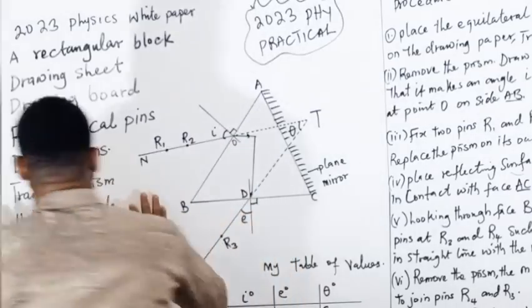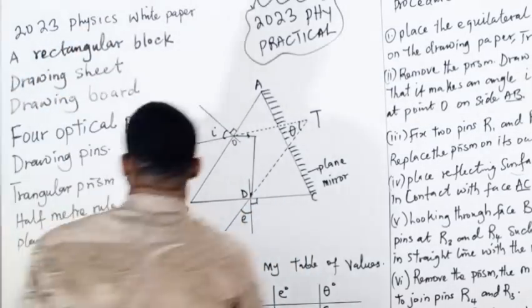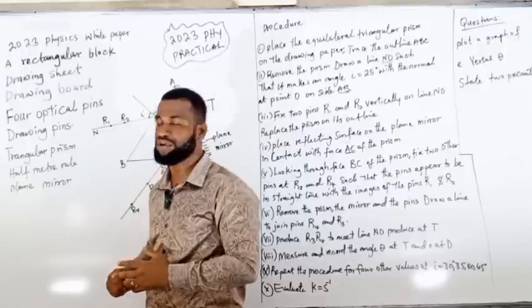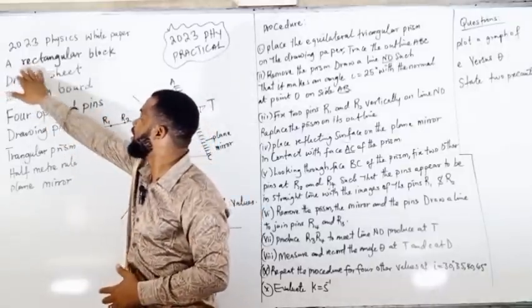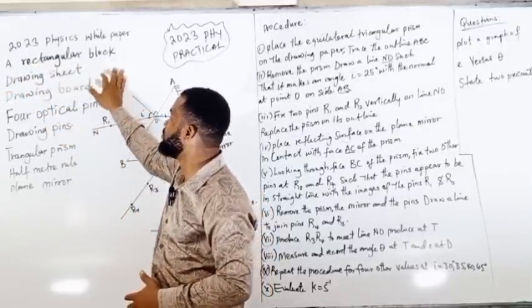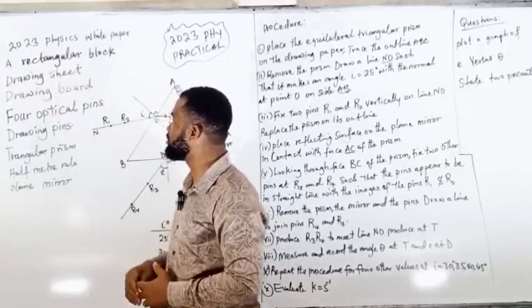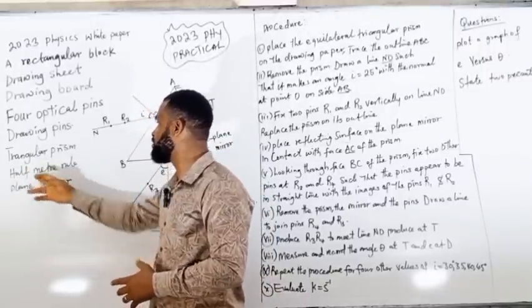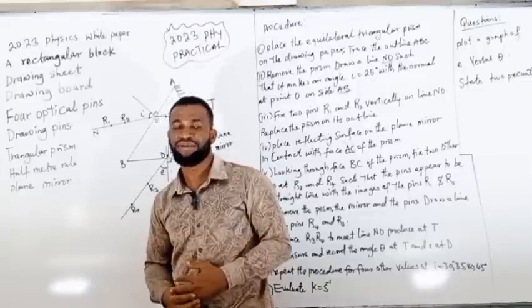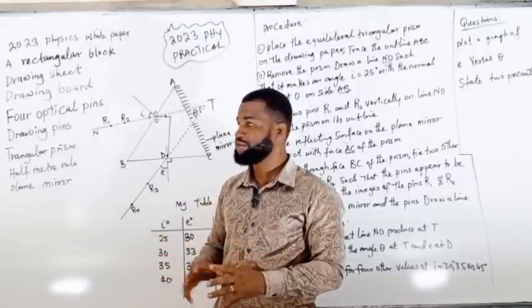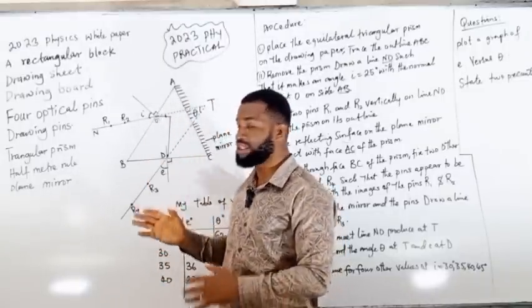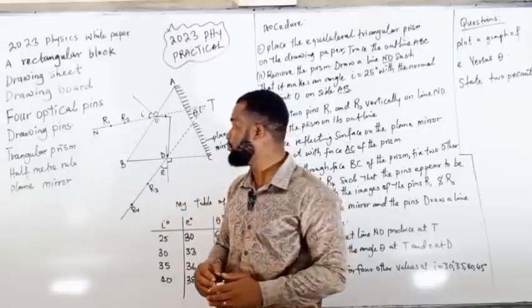So if you look at this question, this is what they brought for us. The 2023 physics paper, number 2 question, is optics. It's a rectangular block, a drawing sheet, a drawing board, 4 optical pins, drawing pins, triangular prism, half meter rule, and the plane mirror. I have already done the practical, so after now I will take you to the lab for us to do the experiment.